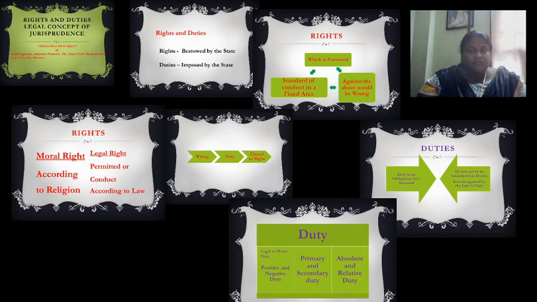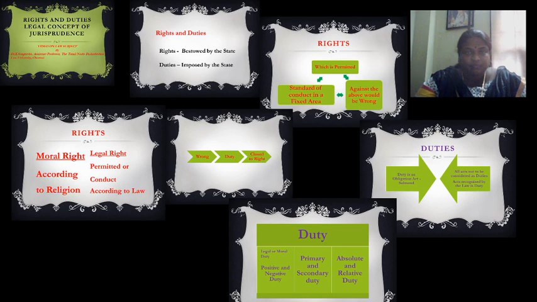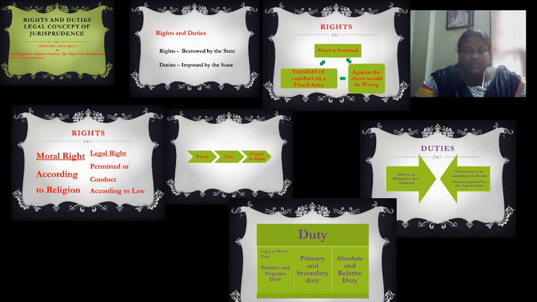jurisprudence. Here first we will know what are rights and duties. Rights means it is bestowed by the state. Duties means it is imposed by the state. Here when you say a right, you could see this slide, which is permitted or which is giving you the permission for the standard of conduct in a fixed area, and against the above would be considered as wrong. So first, understanding right, you should understand what is right and wrong.